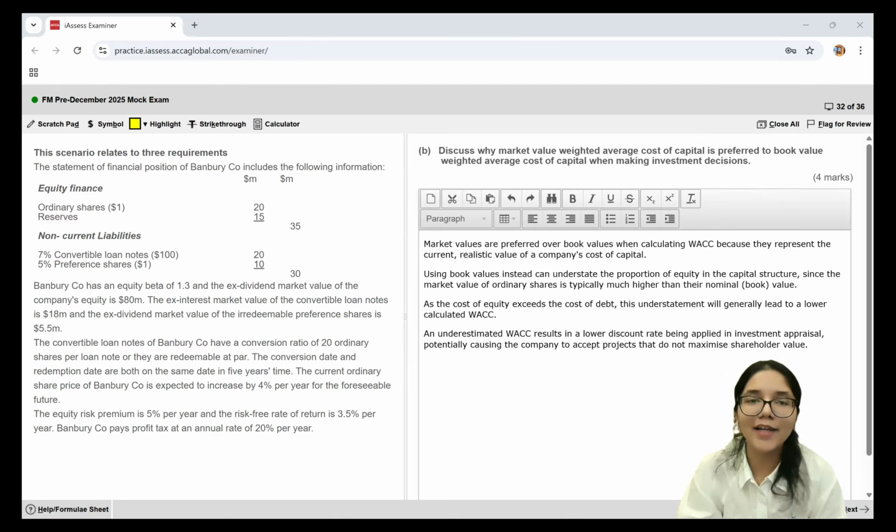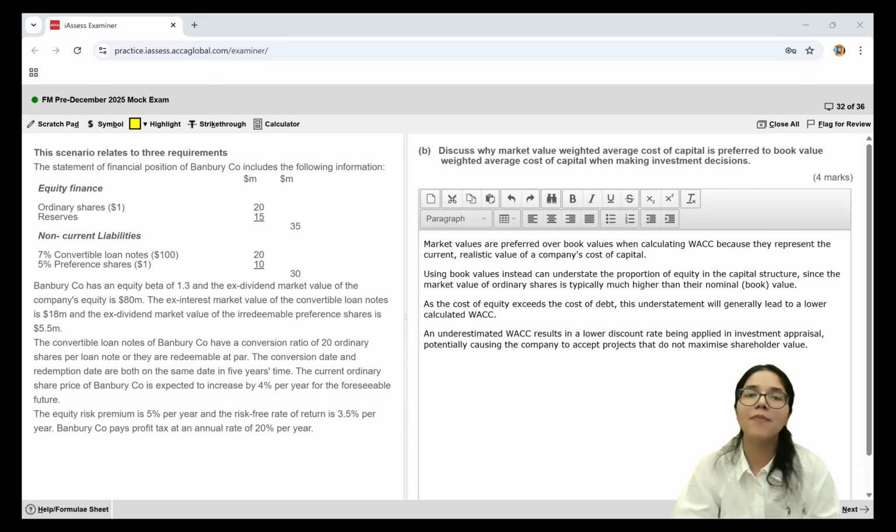Again, if you use book values, you will most probably understate the proportion of equity. How? Because usually if you see a comparison between debt and equity, equity is very highly valued in the real market, but in the book values it's very low. So if I use the book value WACC, then I will be significantly understating the proportion of equity in my capital structure. As a result, I will be getting a much lower book value weighted average cost of capital, which will not be accurate for the company. The third statement that you see is, as the cost of equity exceeds the cost of debt, the understatement will lead to a generally lower WACC. That is what I was just telling you about.